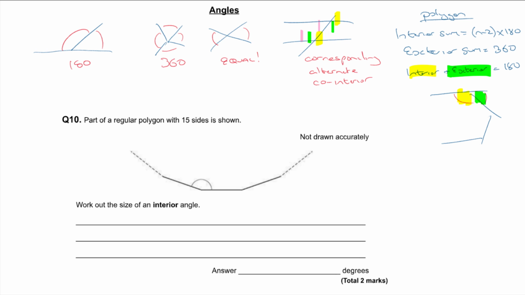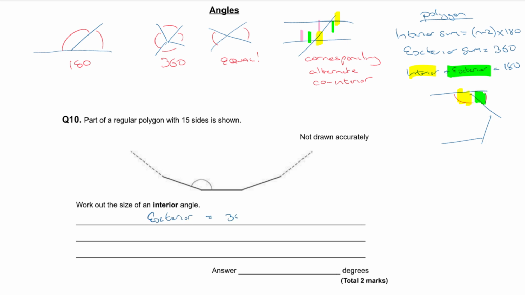Right, so this first one, question 10, this is a part of a regular polygon with 15 sides shown. Work out the size of the interior angle. Now you could use the interior angle sum. I tend to just stick with the exterior one though, because it's easier. So if I work out the exterior angle first, and I use the fact that the two things add up to 180 to find the other one. Now you can just plug them straight into the interior sum and work that one out. You can do that one as well. But for ease, I think the exterior sum one is easier to learn, so I just work out exterior first.